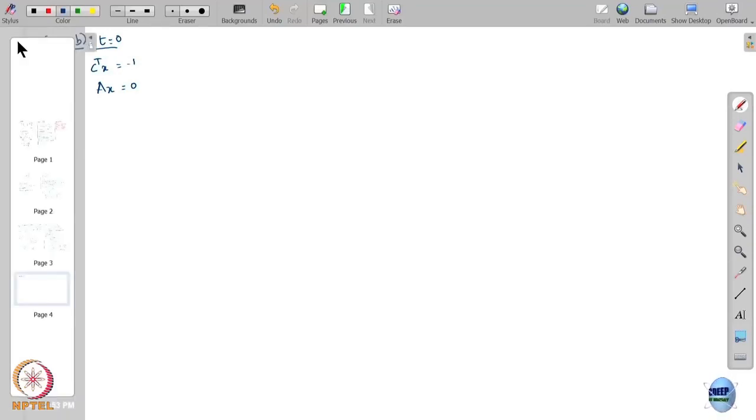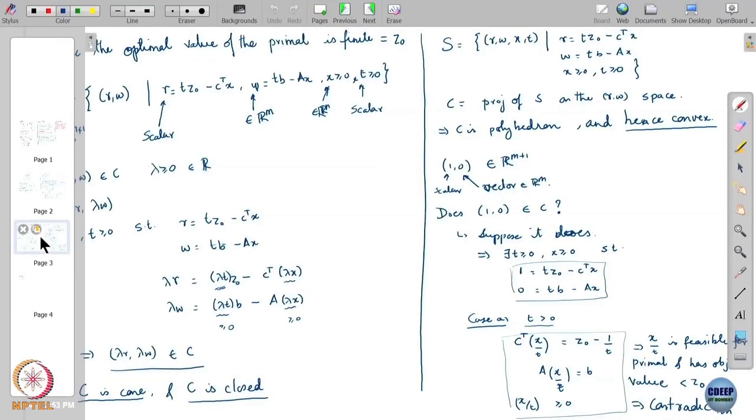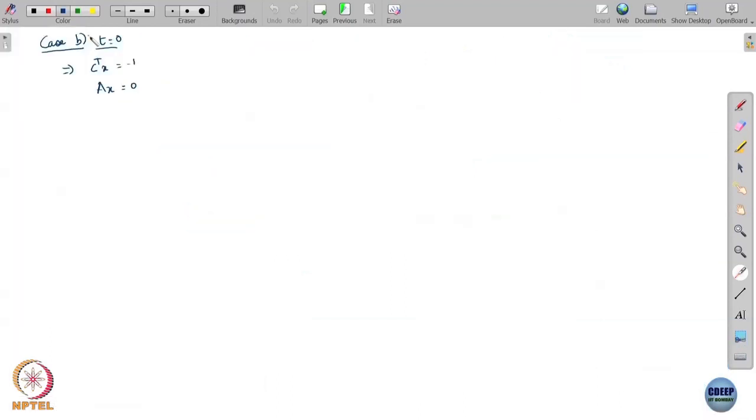So, remember x and t, you simply have x greater than or equal to 0 and t greater than or equal to 0. The x here is not necessarily feasible for the primal, it is just some vector of length n. We are not saying Ax equals b as yet. Here we constructed an x by t which became feasible, right. Now, if Ax equals 0 and c transpose x equals minus 1, what do we get?